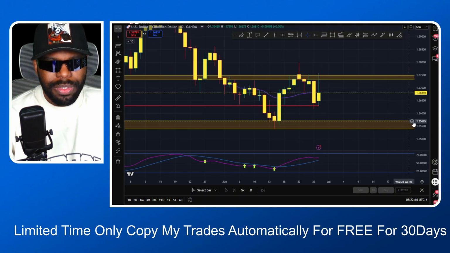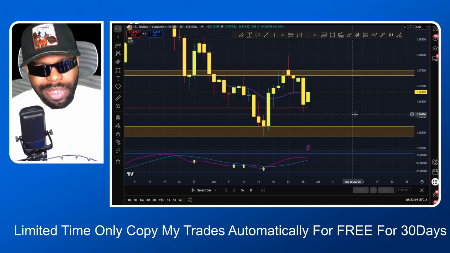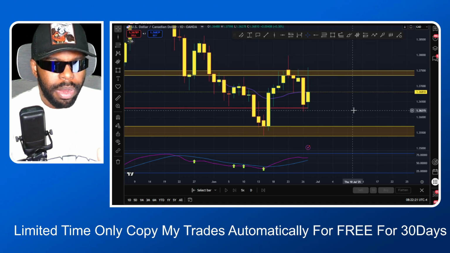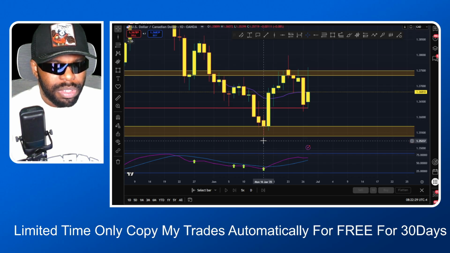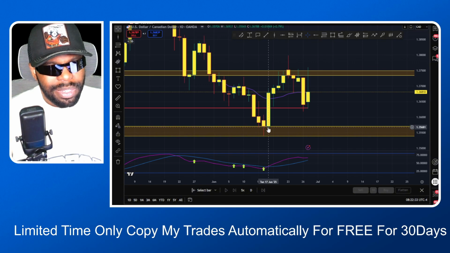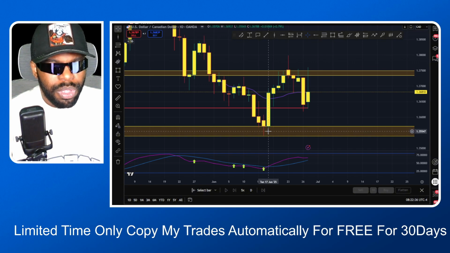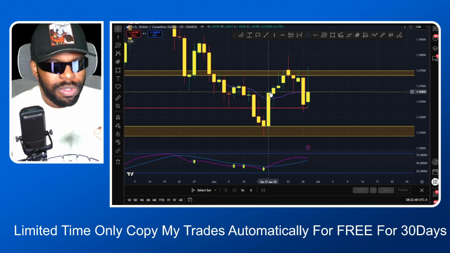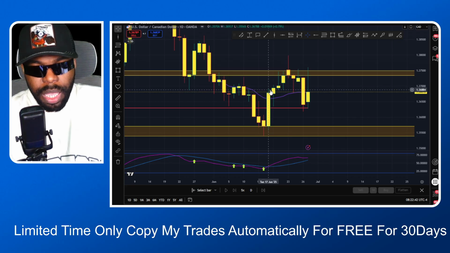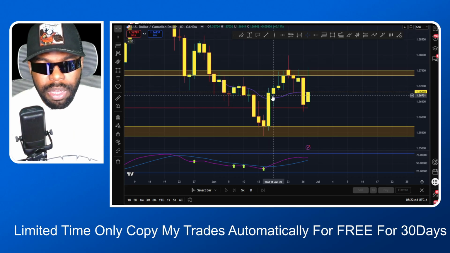Now, the daily can tell you a lot about where the market can potentially head. When you see a rejection, this is a rejection candle. When you see a long wick right here, price tried to break the zone, but it wicked back up and closed above the zone. And then the next day, you saw a really strong bullish candle right here. So this tells me that most likely the next day is going to be bullish.